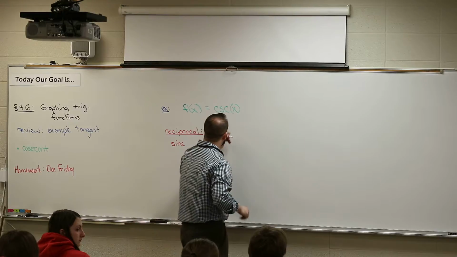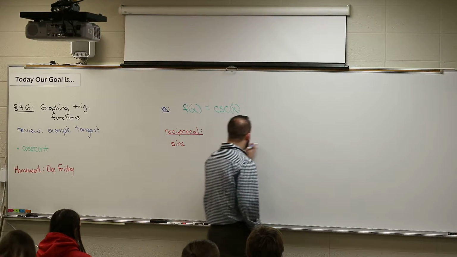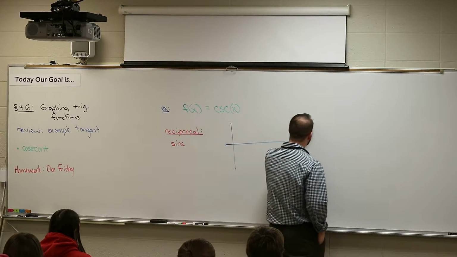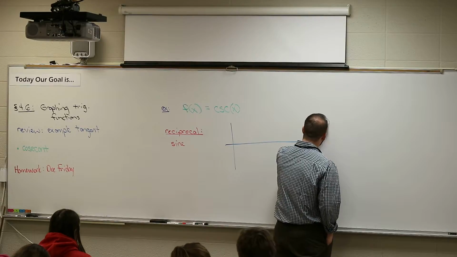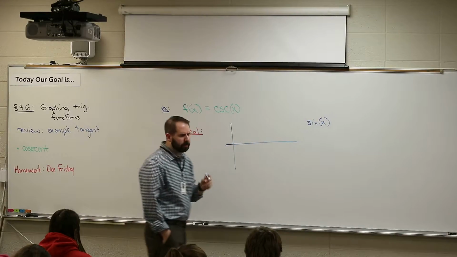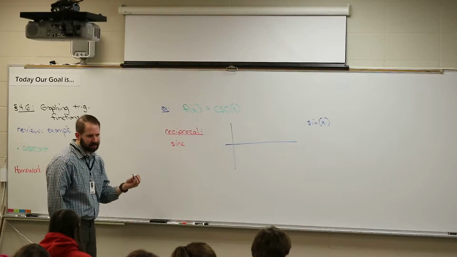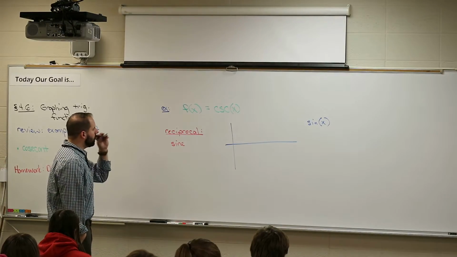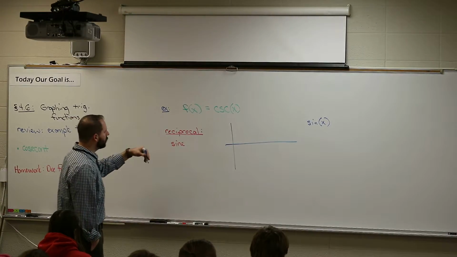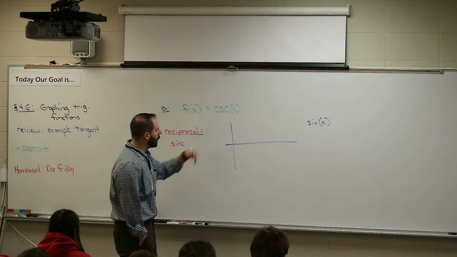All right, so what we're going to do is draw, and this is going to seem goofy, I'm going to draw the sine function first. I'm going to put it as a dashed line because it's technically not supposed to be there. And then I'm going to go off of that, and I'll draw cosecant. I'll put cosecant in green.